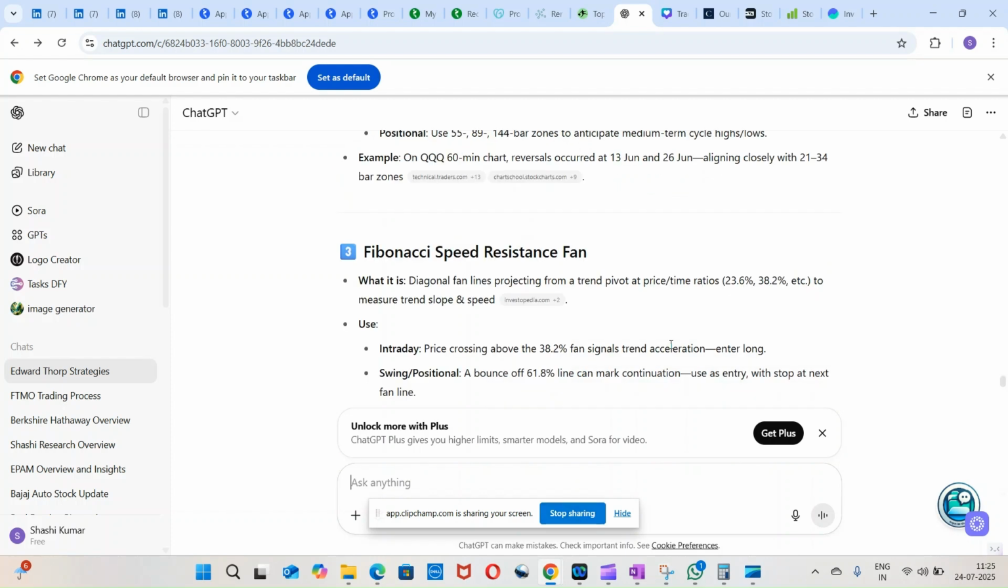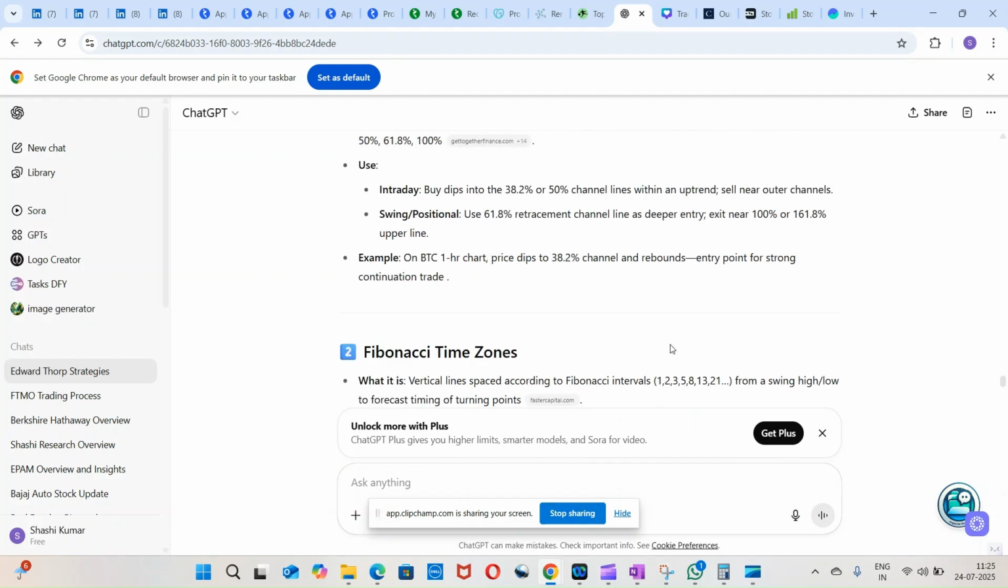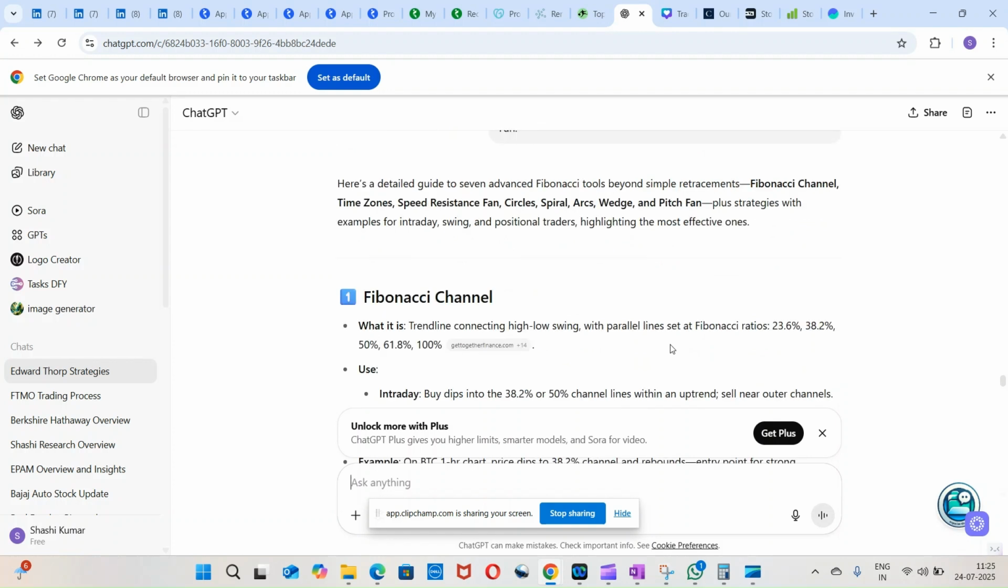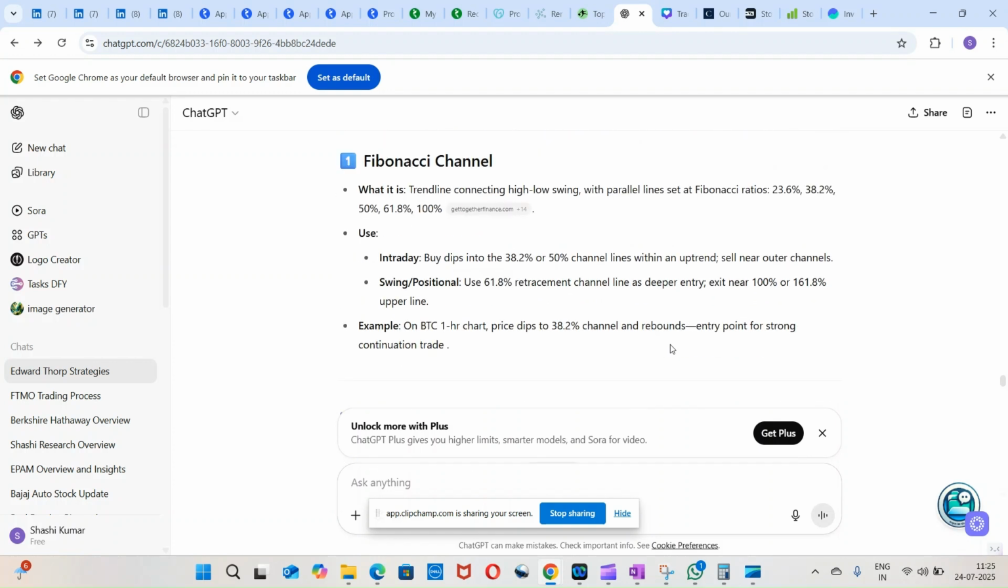So let's start with the Fib channel. What is the Fib channel? Fib channel is basically a trend line that connects the high and low of the swing, and then parallel lines are drawn with the Fibonacci ratios. Once you connect the high and low of the swing, parallel lines are formed in the Fibonacci ratios 23.6, 38.2, 50, 61.8, and 100%. So that's what those parallel lines will form.